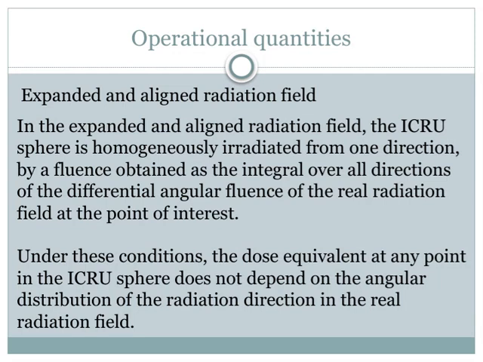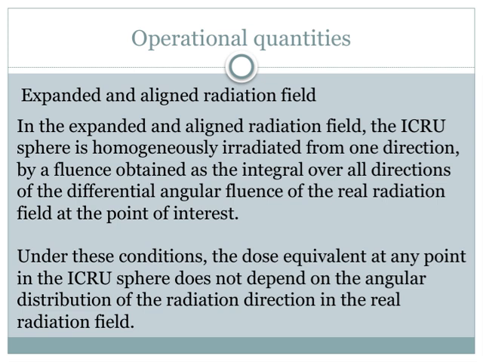Now, let's focus on the concept of an expanded and aligned radiation field. In this scenario, the ICRU sphere is irradiated uniformly from a single direction. This means that the radiation is coming in from one specific angle, creating a consistent and homogeneous exposure across the sphere. The key here is the fluence, which we obtain by integrating the differential angular fluence over all directions at the point of interest. Essentially, we're summing up the radiation coming from every possible angle to get a total measure.